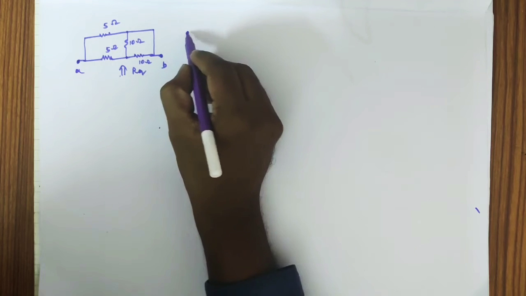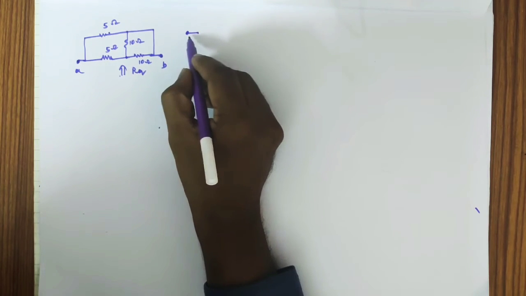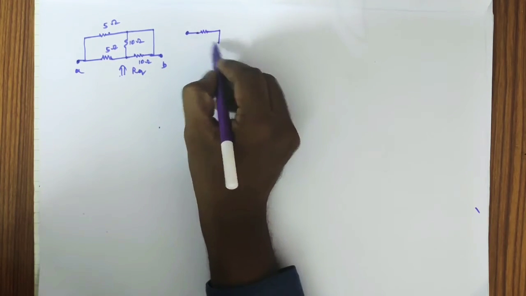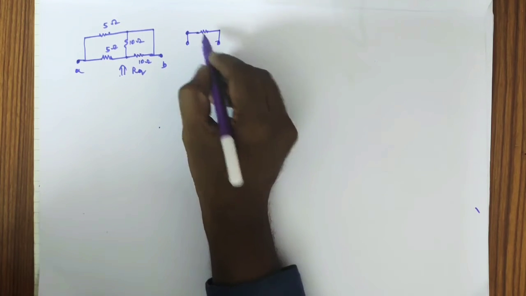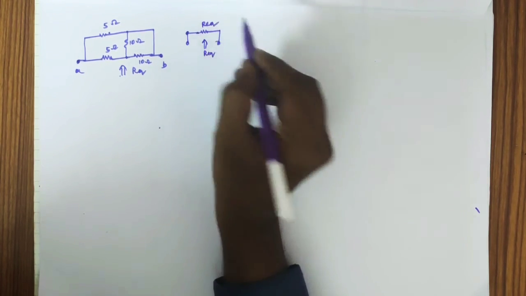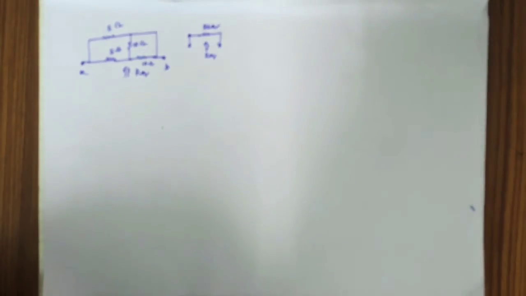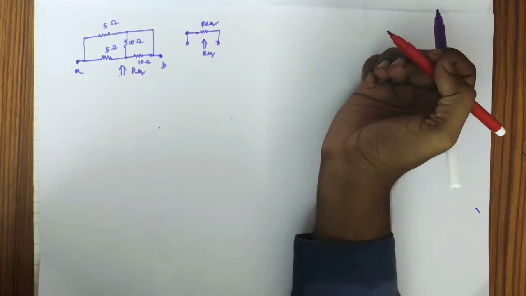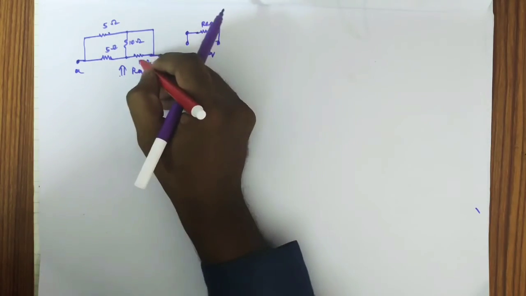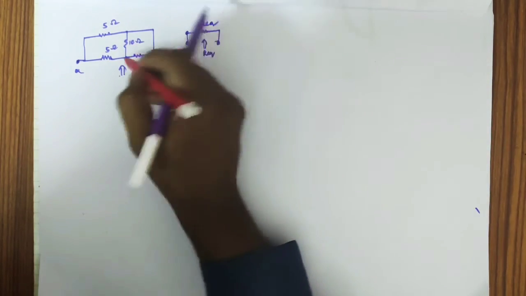That is, we have to represent the total equivalent resistance, that is R equivalent. So we have to find this R equivalent. How will you find it? First you have to look at which elements are connected in series or parallel combination. If you observe carefully, this 10 ohm is connected in parallel.